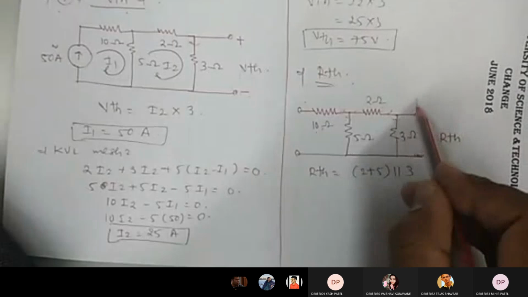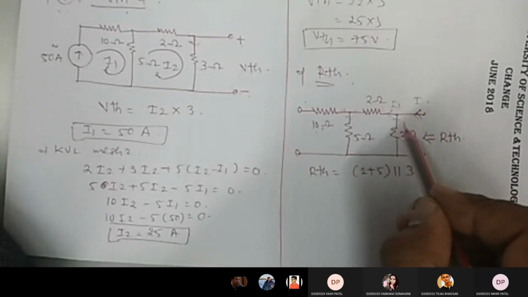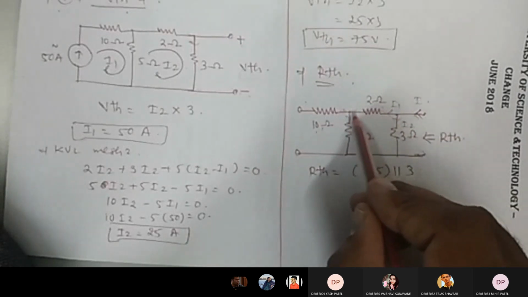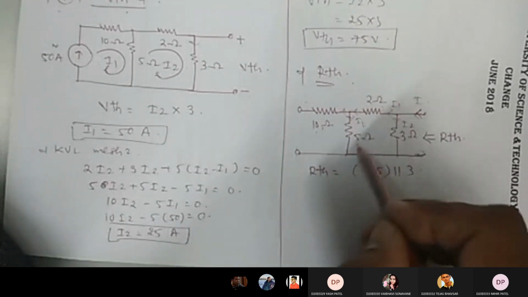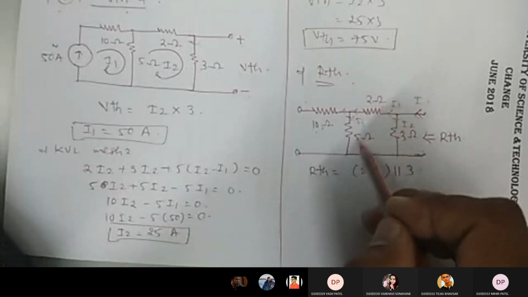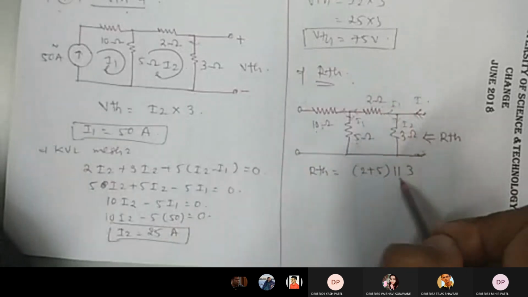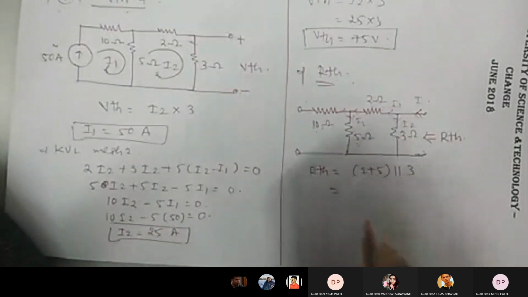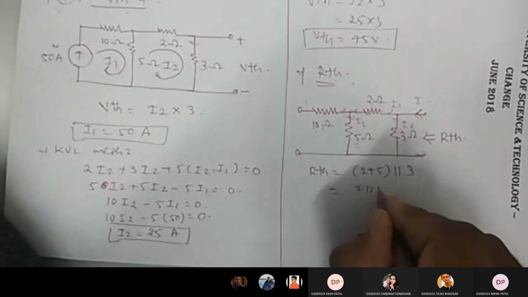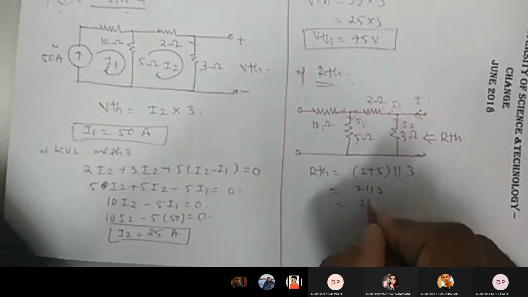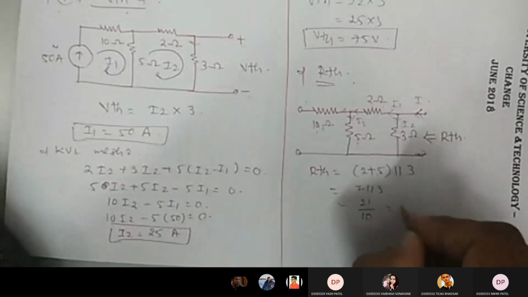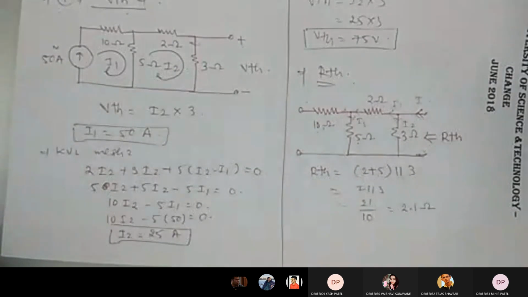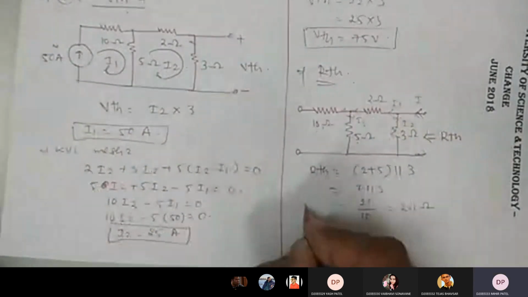Why? The current I goes from here and gets divided into two halves, I1 and I2. I1 goes from here and does not get time to go elsewhere, so the same current I1 will be flowing in this. If I1 and I1 are flowing in these two resistors, that means these two are in series. 5 and 2 are in series, which is in parallel with 3. What will be the answer? 5 plus 2, that is 7 parallel 3. It will be 21 divided by 10, which is 2.1. Are you getting it? Yes, sir.